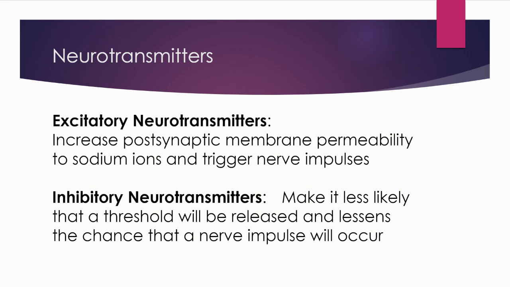Now, these neurotransmitters can be excitatory or inhibitory. The excitatory ones increase the postsynaptic membrane permeability to sodium ions and trigger nerve impulses. The inhibitory neurotransmitters make it less likely that a threshold will be reached and lessen the chance that a nerve impulse will occur. So when an impulse reaches the end of the presynaptic neuron, it triggers the opening of the calcium ion channels in that part of the membrane.